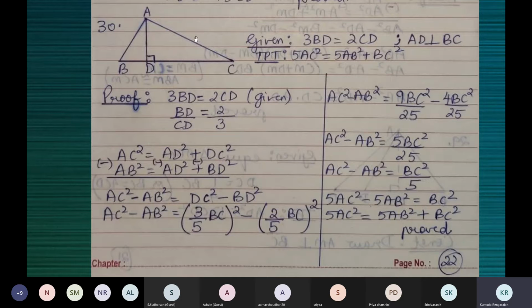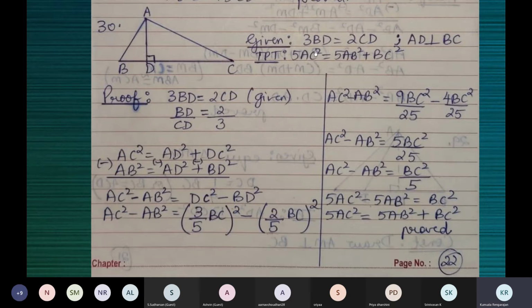So here in this figure, we have a triangle ABC, any triangle ABC, and it's given that AD is perpendicular to BC. You can see here, AD is perpendicular to BC is given to us. We're given that 3 times BD is equal to 2 times CD.